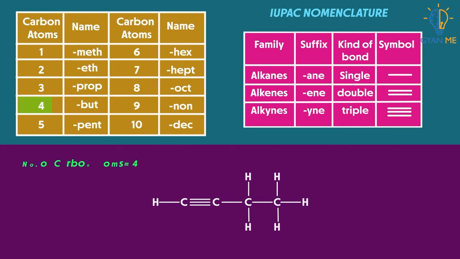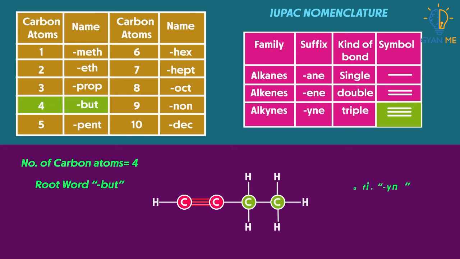Look at the number of carbon atoms in this structure now. Here, there are 4 carbon atoms. So what will be the root word? Yes, but. Also, a triple bond is present between the first and second carbon atoms. So the suffix will be yne. Thus, the name of this compound would be 1-butyne.